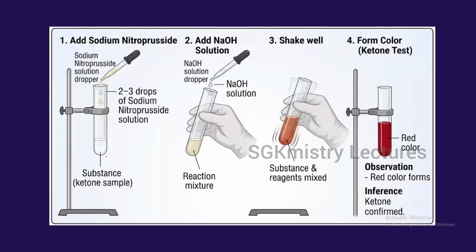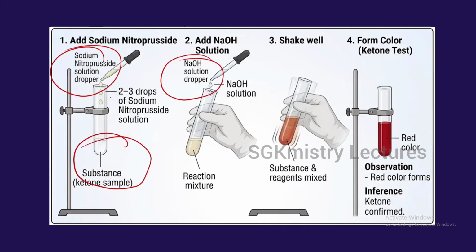So first of all, in the test tube, you're going to take the substance, that is the ketone sample. To this, you're going to add the sodium nitroprusside solution. Okay. Now, once you add the solution, you're going to make the solution basic alkaline by adding sodium hydroxide solution using the dropper. You're going to shake the solution. So when you shake the contents of the test tube, you can see that a red color is obtained, which confirms the presence of ketone.